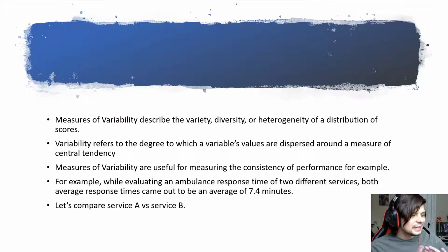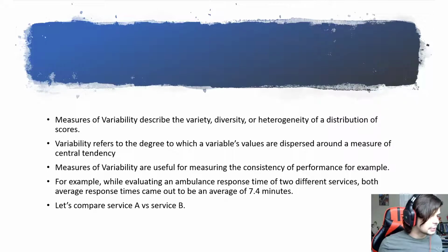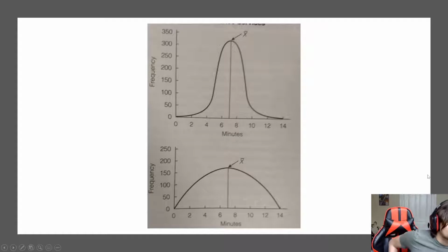Okay. Let's start over. I want you to think back to the money example, where I said you should not use money as average for your measure of money. Well, these measures of variability will show you exactly what's going on. So let's look at the ambulance response times of service A versus service B. You can see here the two times are different.